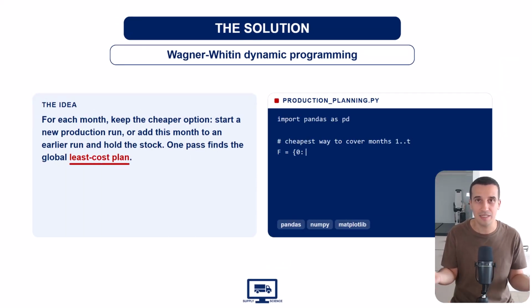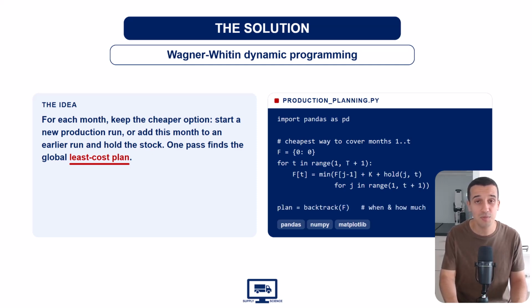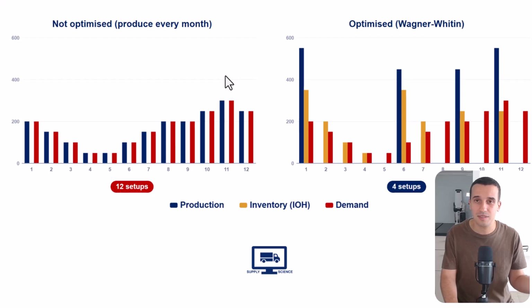Hopefully, Wagner-Whitin developed an algorithm, it's dynamic programming, that helps you to find the right balance. And it's very easy to use. And the result is nearly magic.